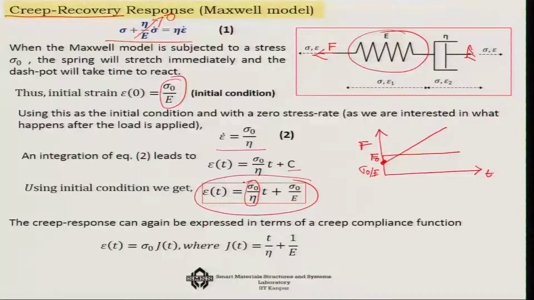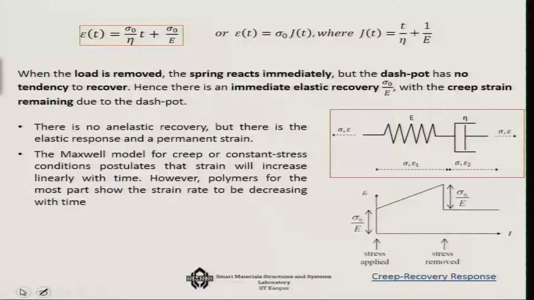In fact, you can write it in terms of a creep compliance function J t. If you write sigma 0 in one part and the rest as the time varying part, then the creep compliance function J t will take the shape of t over eta plus 1 by E, showing thereby that the creep compliance function is linear in nature with respect to time. So, this is the relationship, and this is the J t that we have discussed.